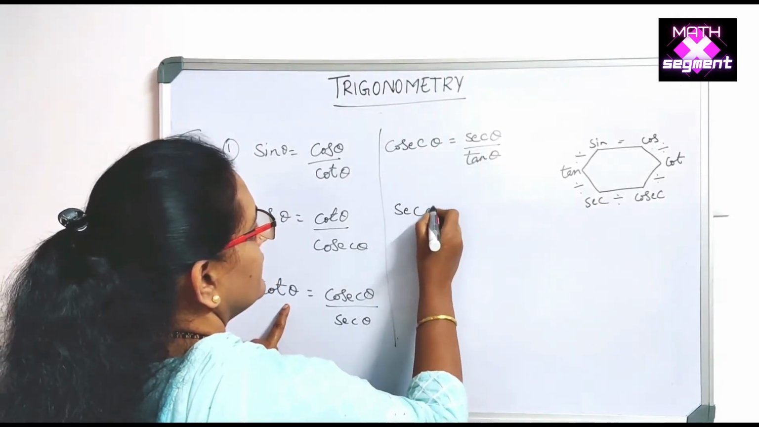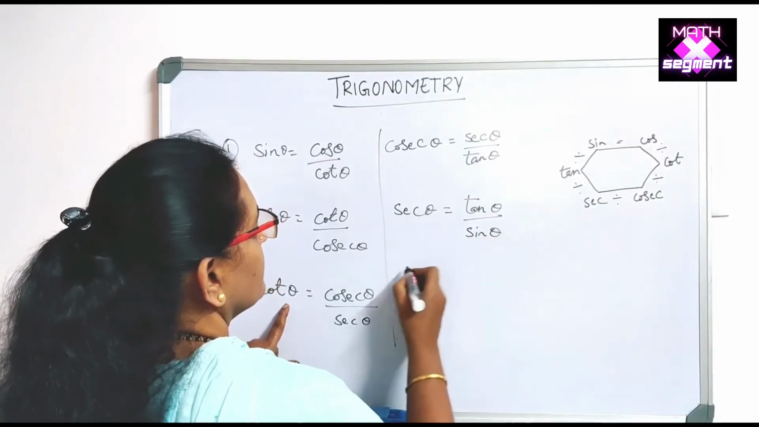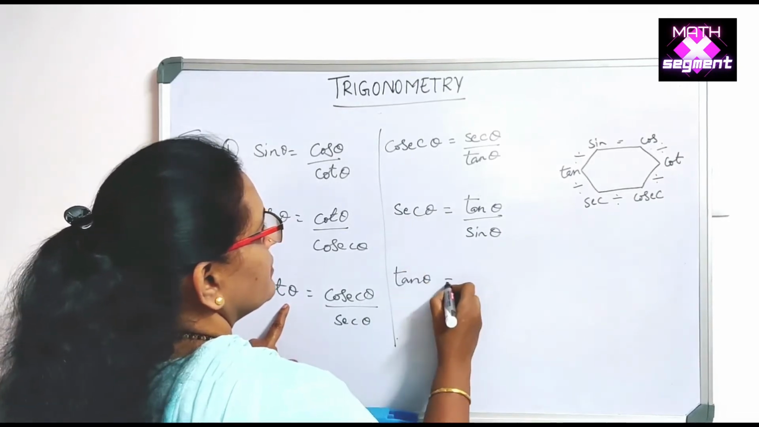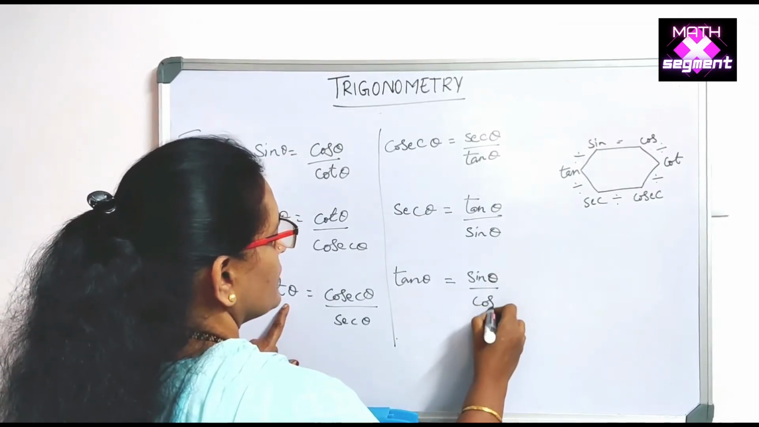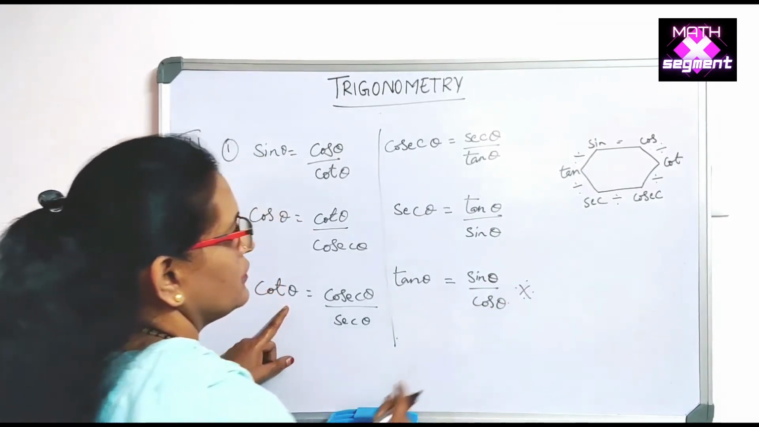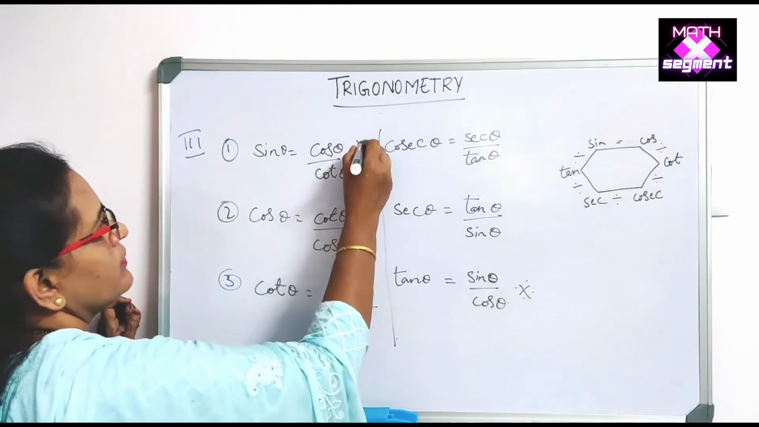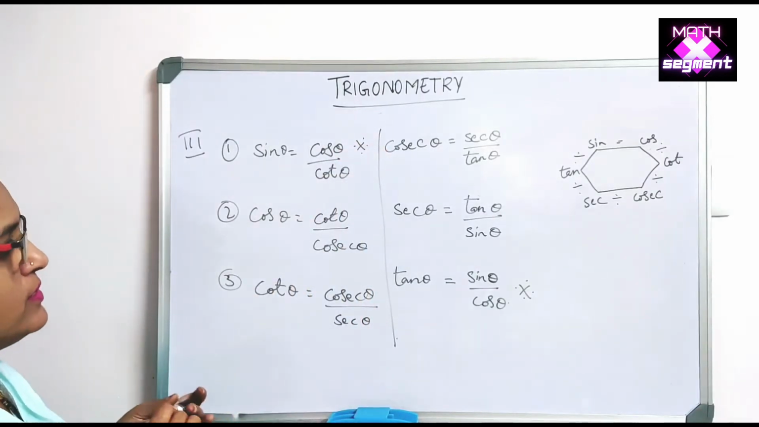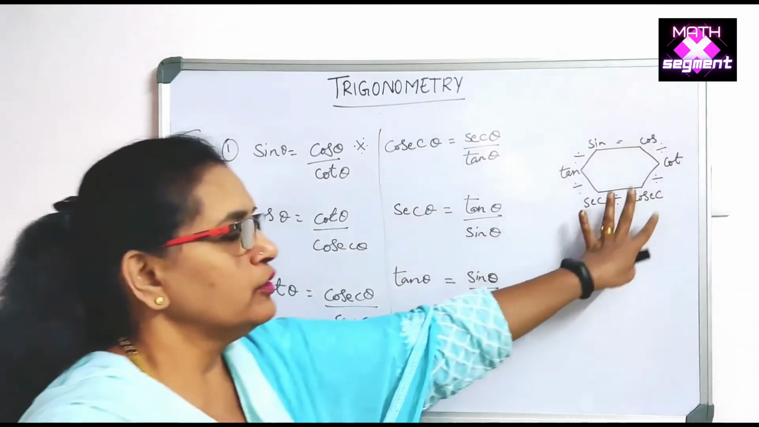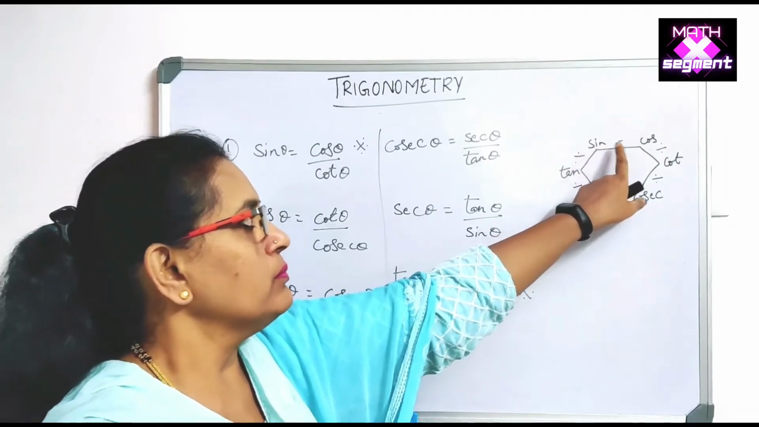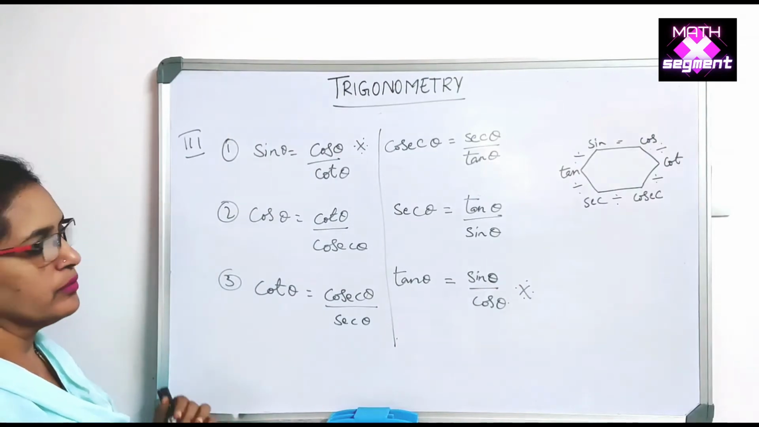Next is secant theta is equal to tan theta by sine theta. Next is tan theta is equal to sine theta by cos theta. So this is very important, which we are using most of the times in the trigonometric ratios. This and this is very, very important. So this is the third way of finding out the trigonometric ratios. So very simple, draw the hexagon and remember the names as I have written on it, and then you can write the ratios.